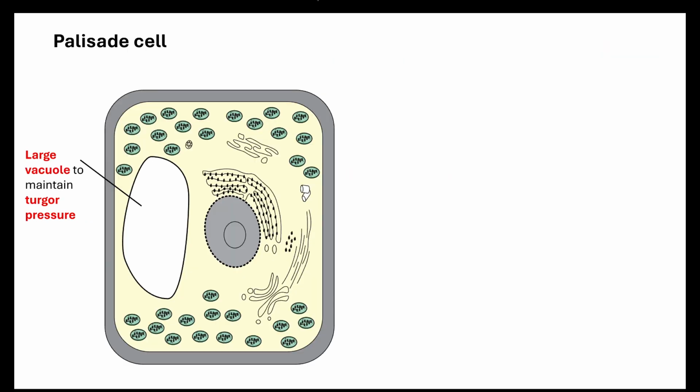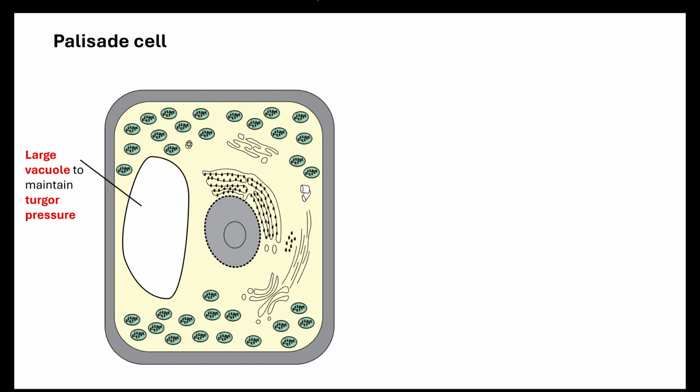So if we move up the plant then and we look at the palisade cell. So the palisade cell is a very specific cell. It is found in the leaf of the plant, and it has a very large vacuole.